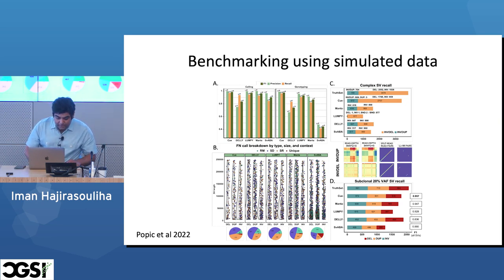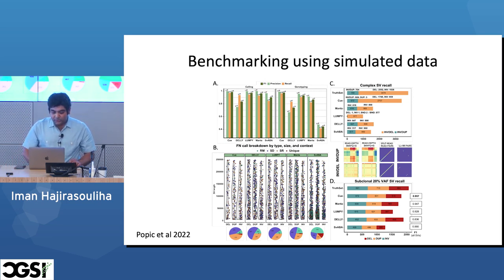But as you can see, this is the benchmarking on simulated data. On panel A, you can see when you compare Q with Delhi, Lumpy, Manta, and Swaba, these are the state-of-the-art SV callers that are available at the moment, Q consistently has a very good precision and recall, and it has the best F1 score.